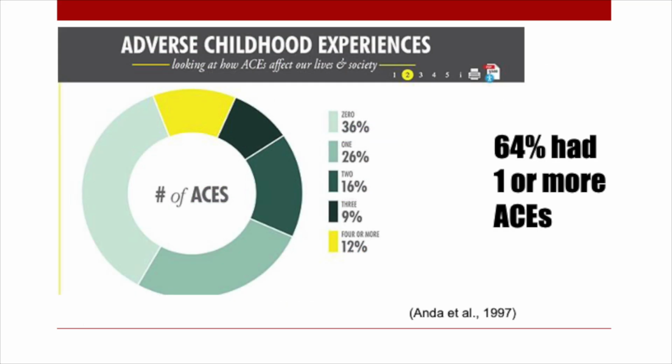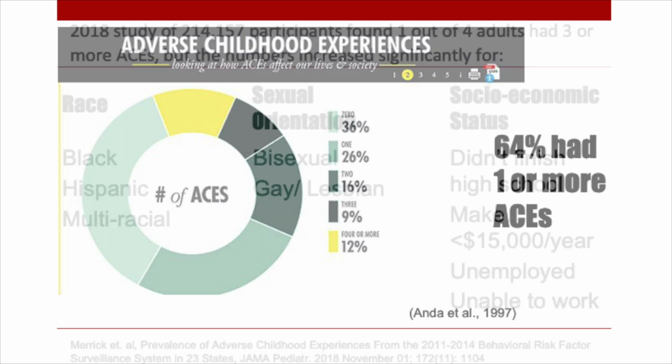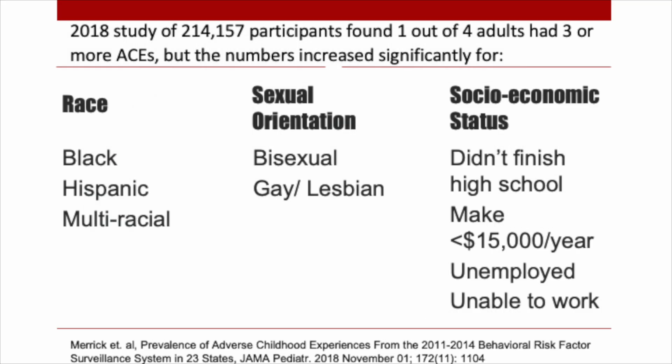Here's what they found. Roughly 1/3 of respondents, 36%, had 0 ACEs, great childhoods. 27% had 1 ACE, 16% had 2 ACEs, 9% had 3 ACEs, and 12% had 4 or more ACEs. In short, 64% of the 17,000 respondents had 1 or more ACE. A more recent 2018 study with a much larger sample size of 214,157 participants found much the same results, that 1 out of 4 adults had 3 or more ACEs.